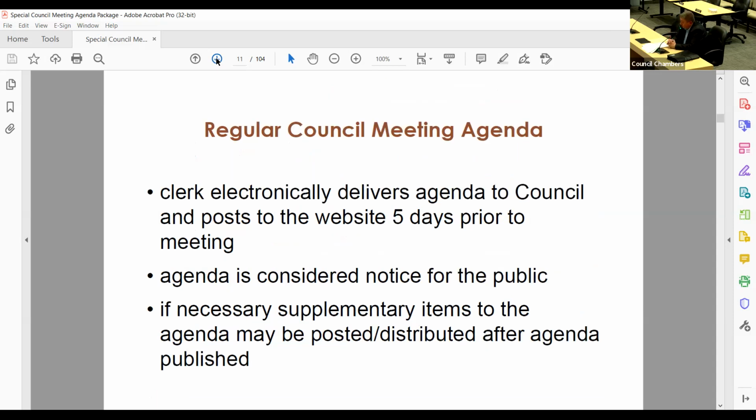So certainly the clerk's role is to deliver that agenda to council and post it to the website 5 days prior to the meeting, and that effectively serves as notice to the public of that meeting. Next slide.